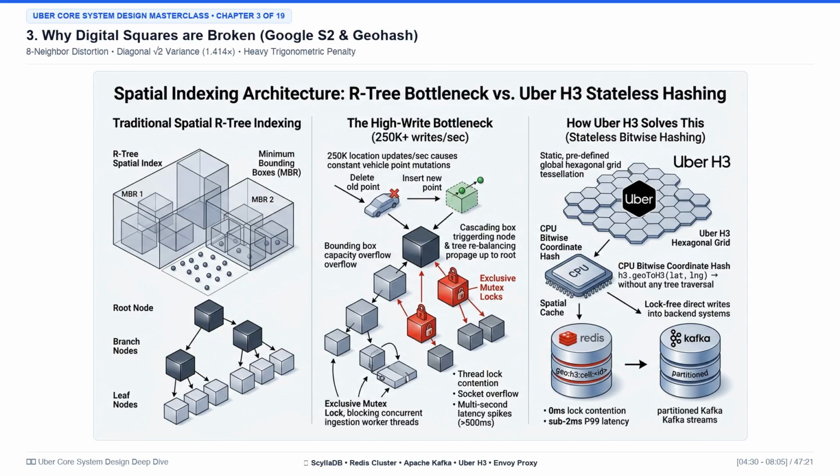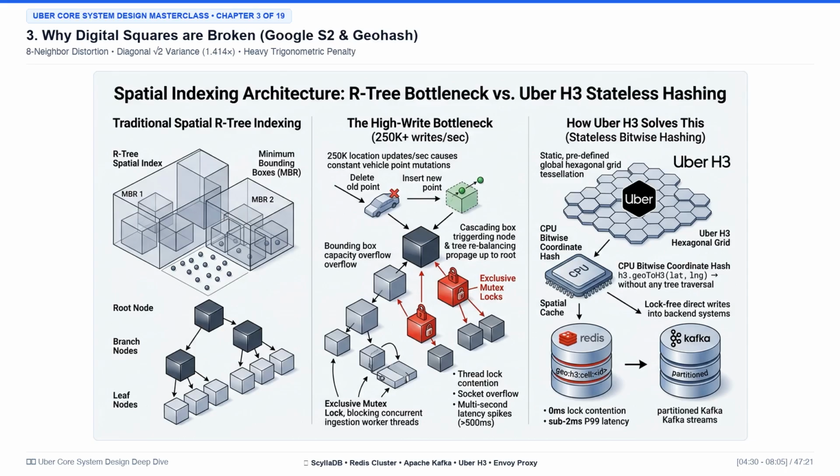Yeah. If we go back to high school geometry, the Pythagorean theorem dictates that the diagonal of a square is the square root of 2. Okay. So it's roughly 1.4 times longer than the side of the square itself. Right. So in a digital mapping system that's built on a grid of squares, your diagonal neighbors are mathematically 41% further away from the center than your orthogonal neighbors.